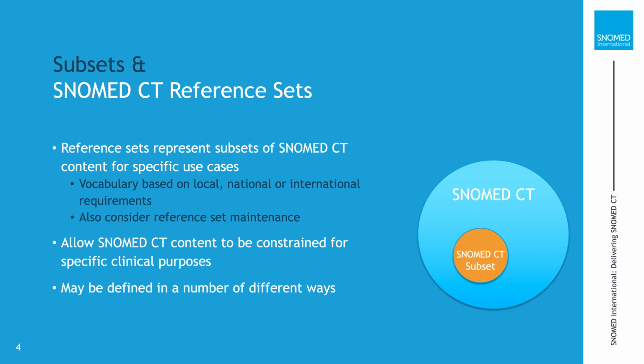SNOMED CT and the reference set specification provides a number of different ways to specify the list, which includes choosing individual concepts or specifying the list through the use of a query leveraging the hierarchies within SNOMED CT. The choice of the method of creation has an impact on the development of the subset, and more importantly, on the maintenance of the subset.